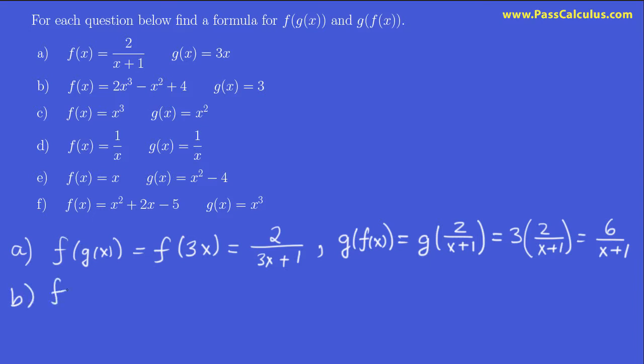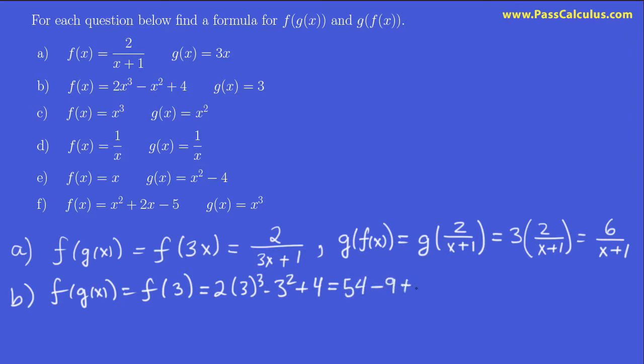For part B, what is f of g of x? We'll kind of use the same method. g of x is just a number 3. So actually, g of x is the constant function 3. So really, all we need to do here is find out what f of 3 is. So we just replace x by 3 and work that out. So that's 3 to the power of 3 is 27, and 2 times 27 is 54, minus 9 plus 4. So that's 58 minus 9, which is 49.